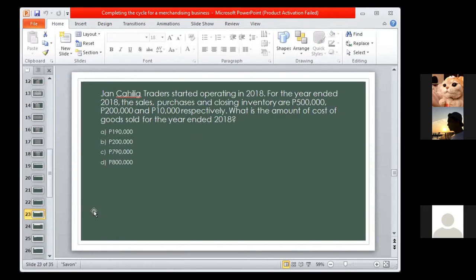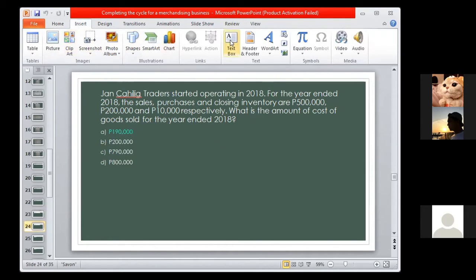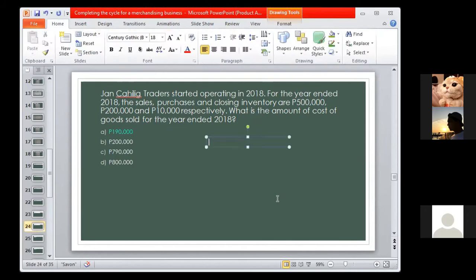Okay, may sagot na siya. Pero ang tamang sagot diyan is letter A. Bakit letter A? Kung tatandaan mo yung formula ng cost of goods sold, ganito yan. Meron tayong beginning inventory, plus, add purchases, equals total goods available for sale.